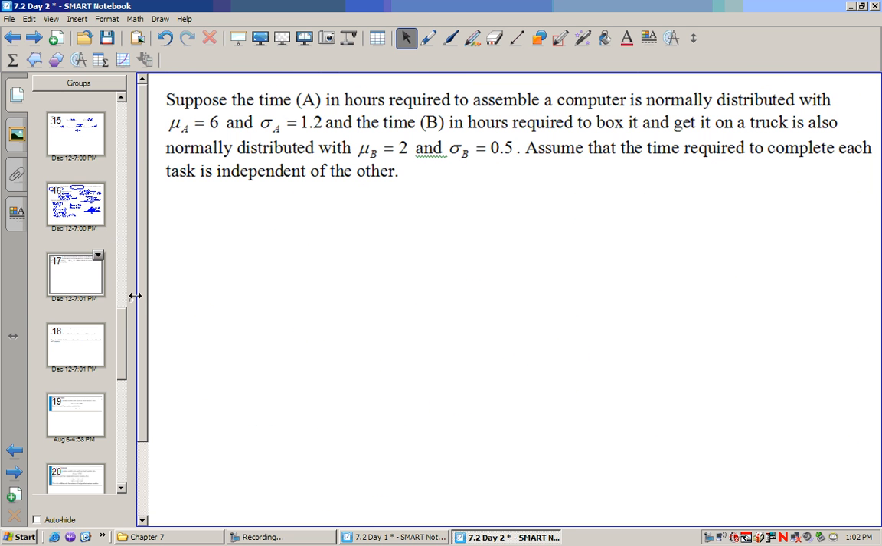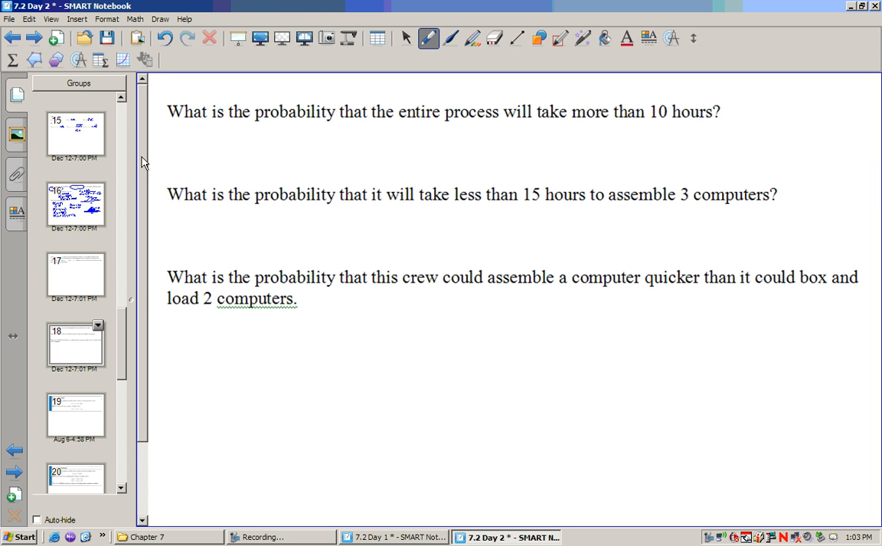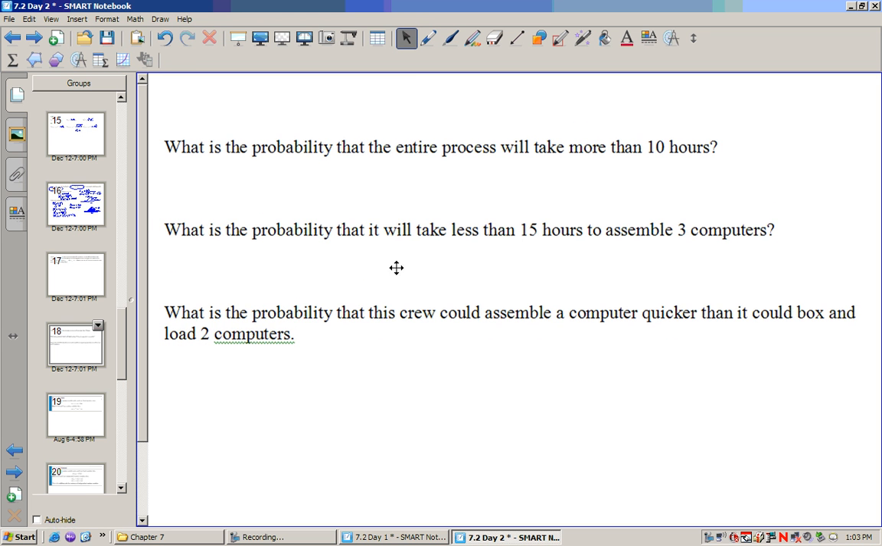Good. So my next situation: suppose the time a in hours required to assemble a computer is normally distributed with a mean of 6 and a standard deviation of 1.2. And the time b in hours required to box it and get it on a truck is also normally distributed with a mean of 2 and a standard deviation of 0.5. And assume that each task is independent of each other. We want to find each of these three cases. What's the probability that the entire process will take more than 10 hours?